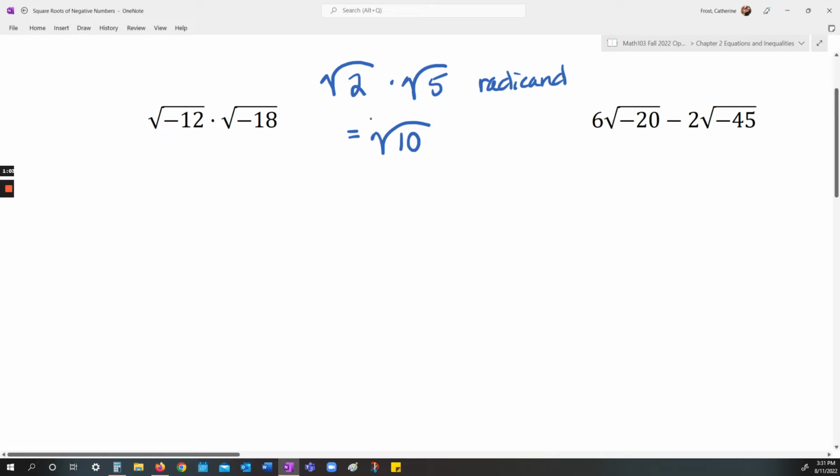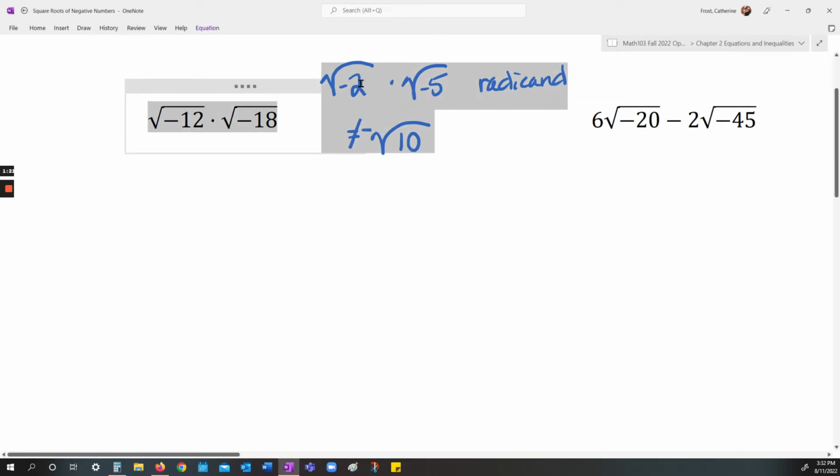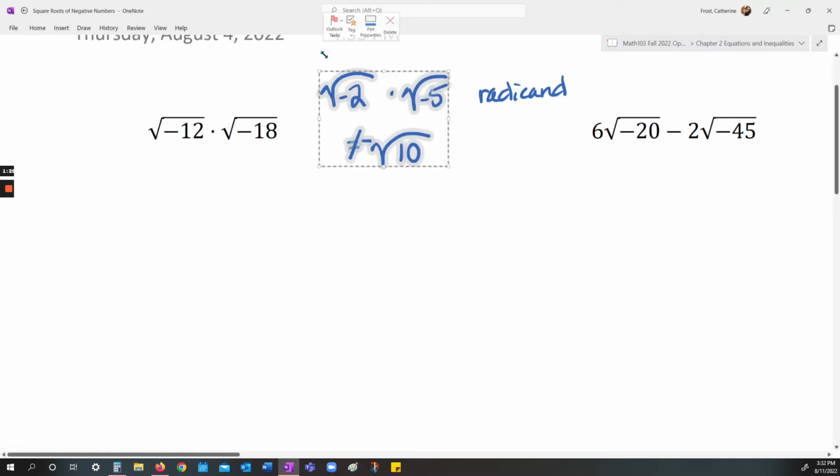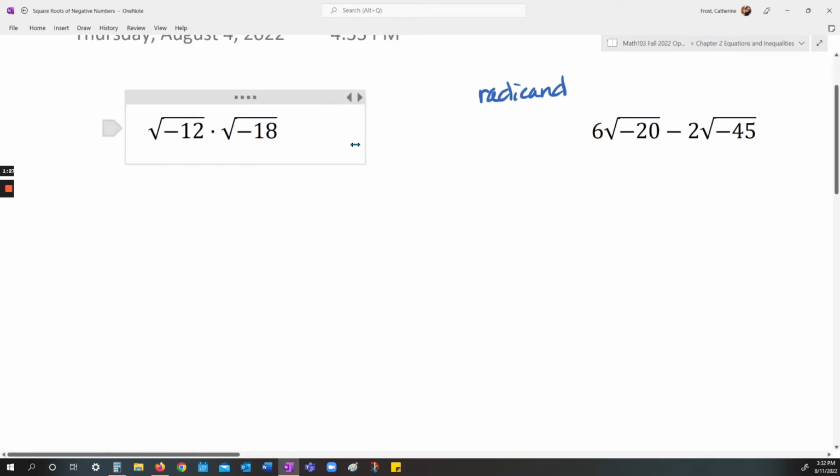This only works when you have positive numbers under your square roots, because it only works for real numbers. As soon as you make these negative, now these are not real numbers and you don't have this property. What we're going to see is that when they're both negative, you end up with a negative answer. But let's see how that actually works.